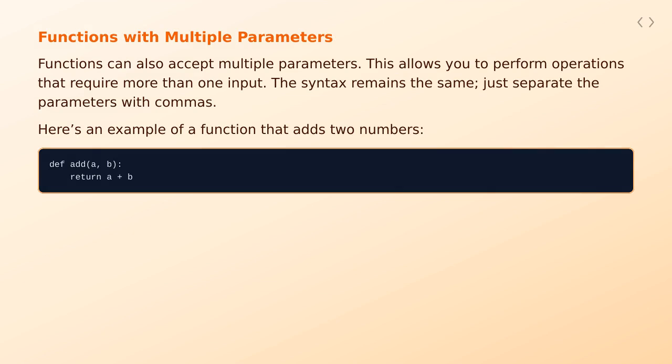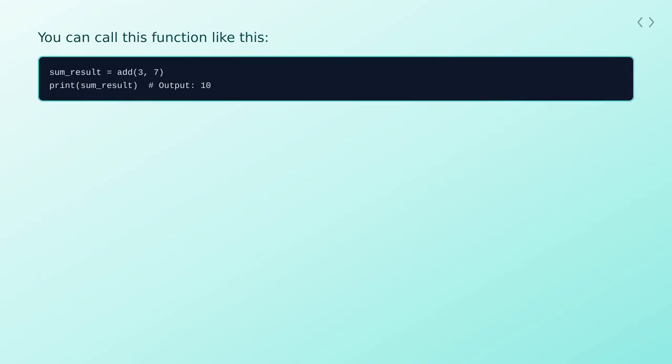Let's move on to functions with multiple parameters. Functions can also accept multiple parameters. This allows you to perform operations that require more than one input. The syntax remains the same, just separate the parameters with commas. Here's an example of a function that adds two numbers. Review the implementation on the slide. You can call this function like this.